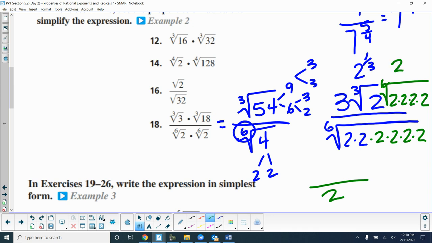What's this green one? 1/6. Remember that? Now why did I put 4? Because there's 4 2s. Okay. Now, what can I do with the 4 and the 1/6? Multiply, right?